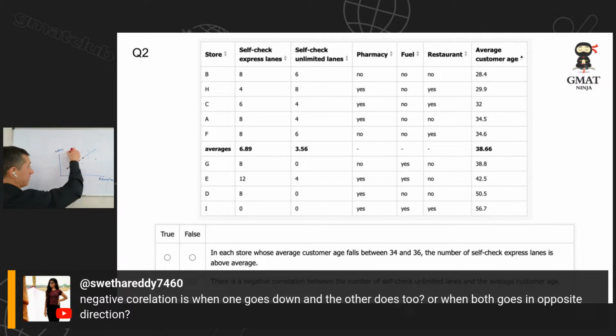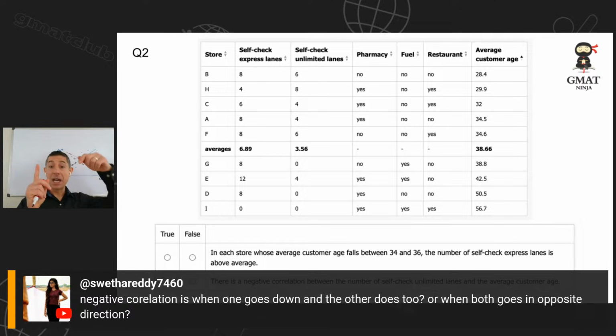So the little picture I had earlier, these red dots, this is your negative correlation. As you look at this, average customer age up, on average number of self-check unlimited lanes down. So that's a negative correlation. Thank you for that question, because I think some people do get confused by that. As one variable goes up, the other one goes down, that's negative. If they're going up in the same direction or down in the same direction, positive correlation.